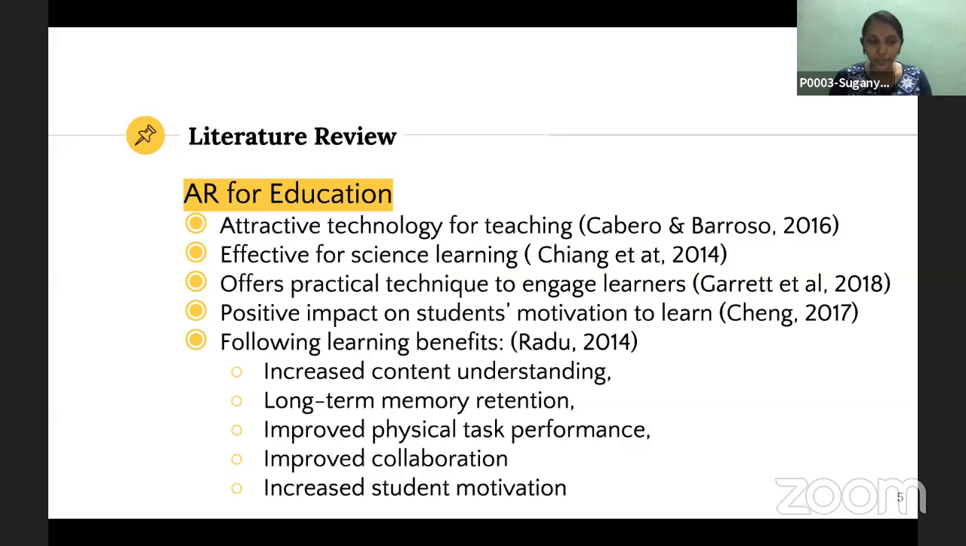Researcher Radu in 2014 analyzed several publications related to AR for education and listed the following as the benefits. AR increased content understanding, improved long-term memory retention, improved physical task performance, improved collaboration, and increased student motivation towards learning.